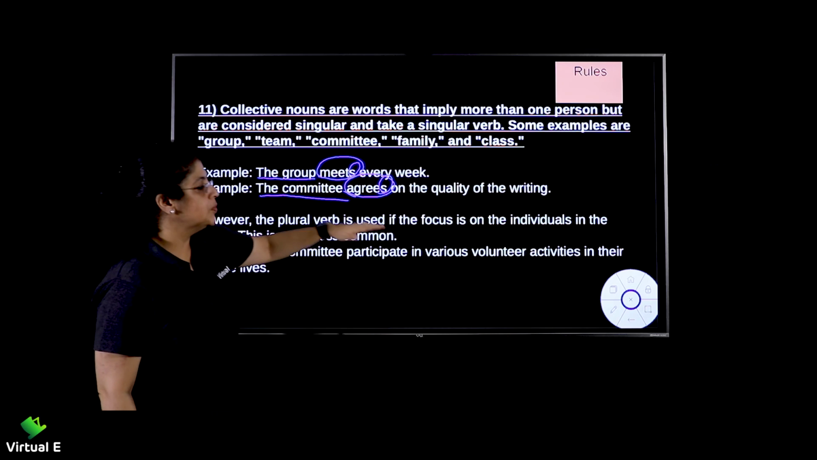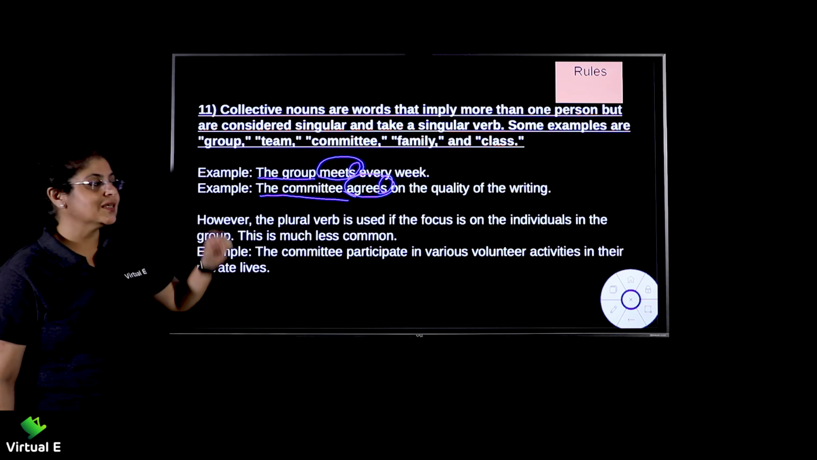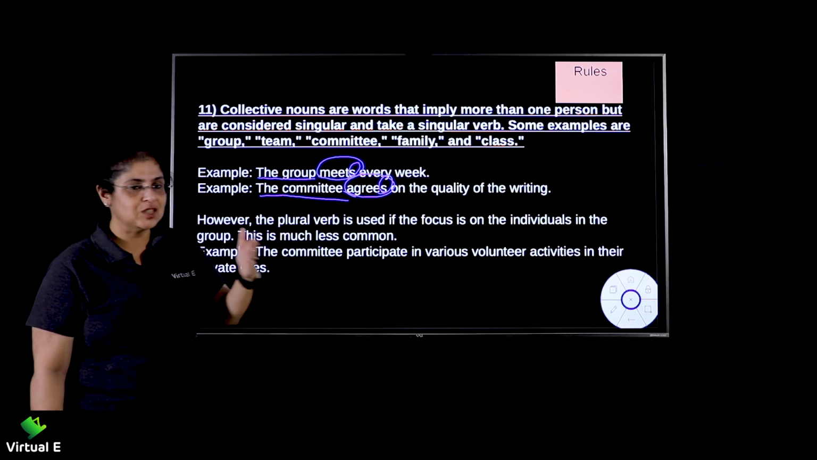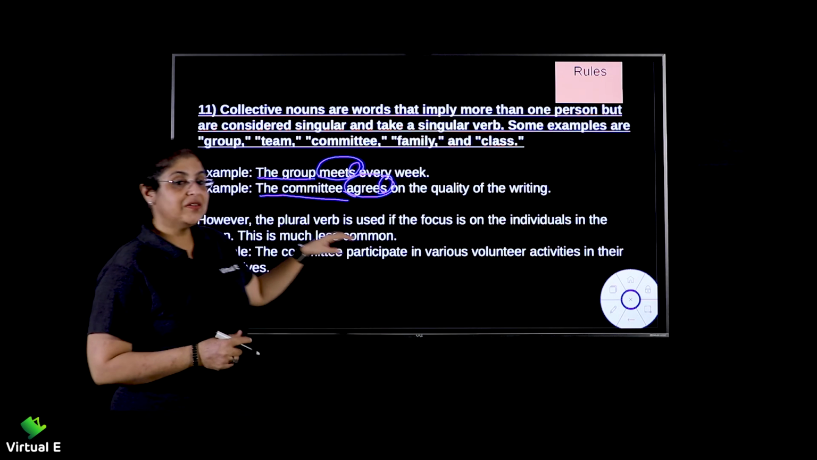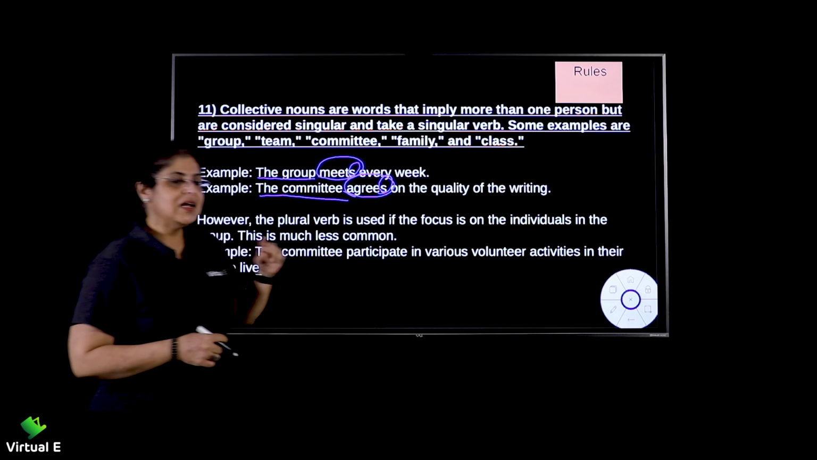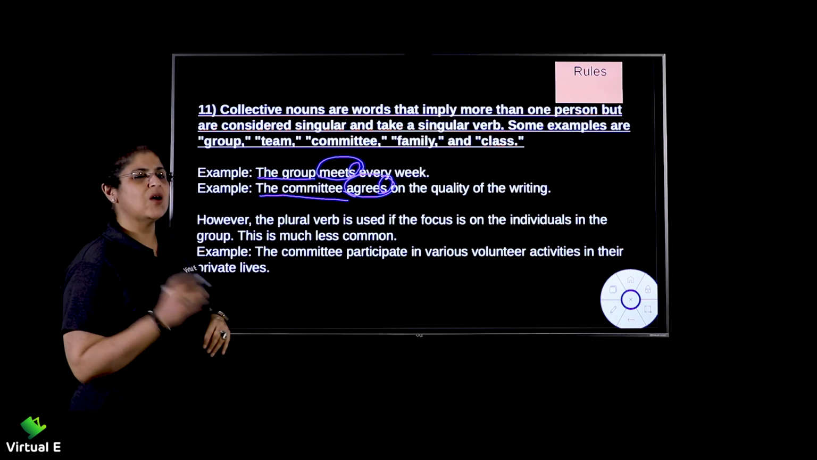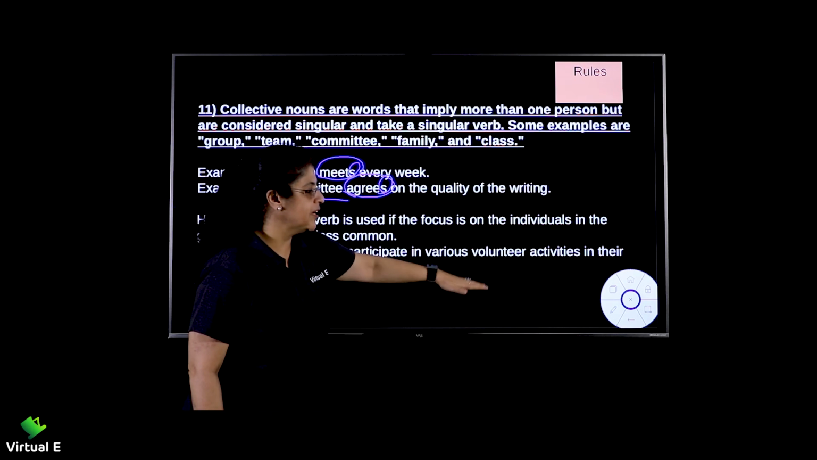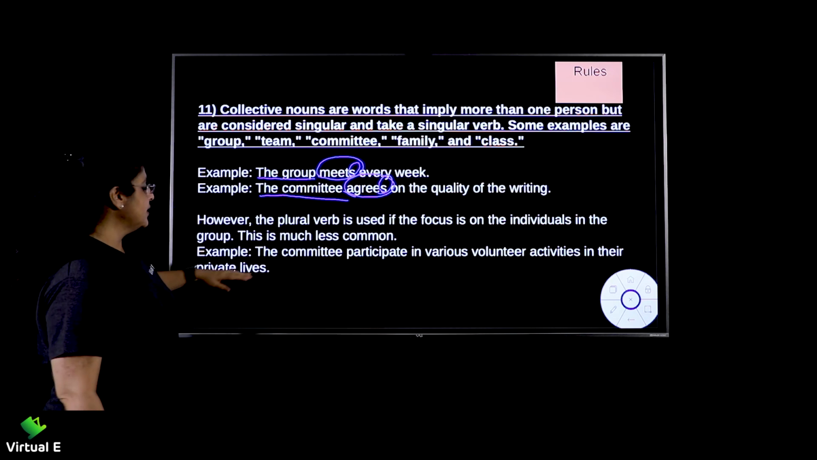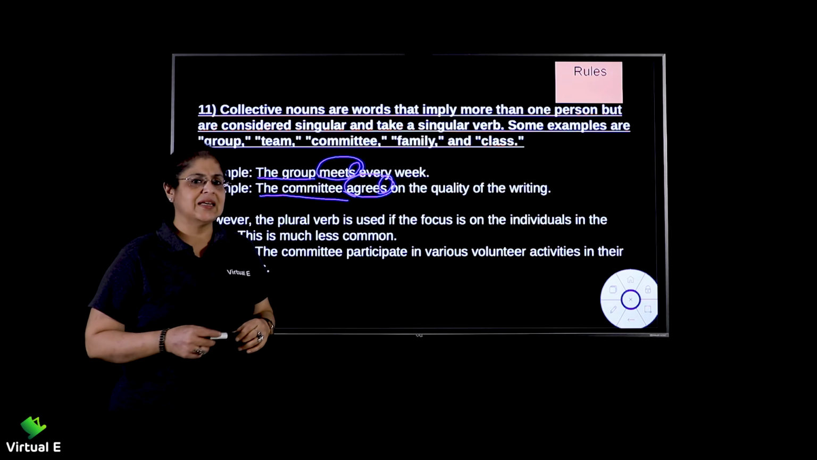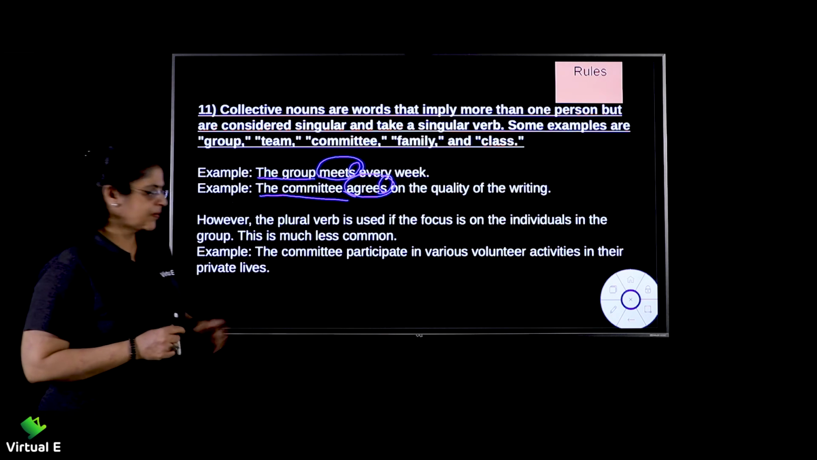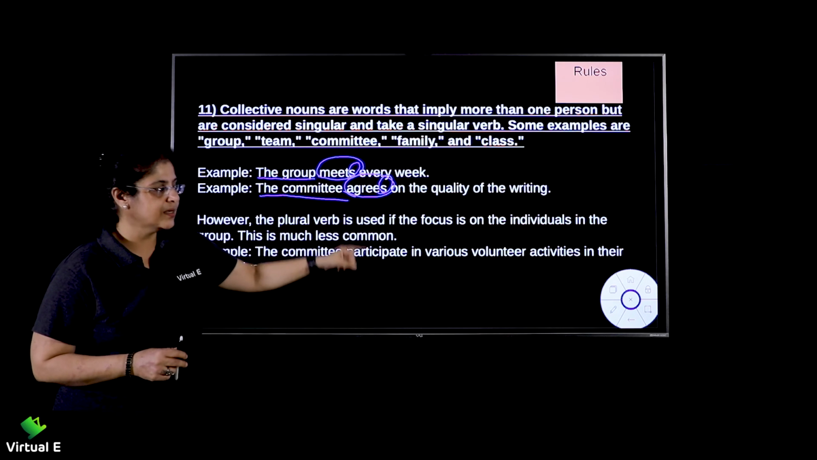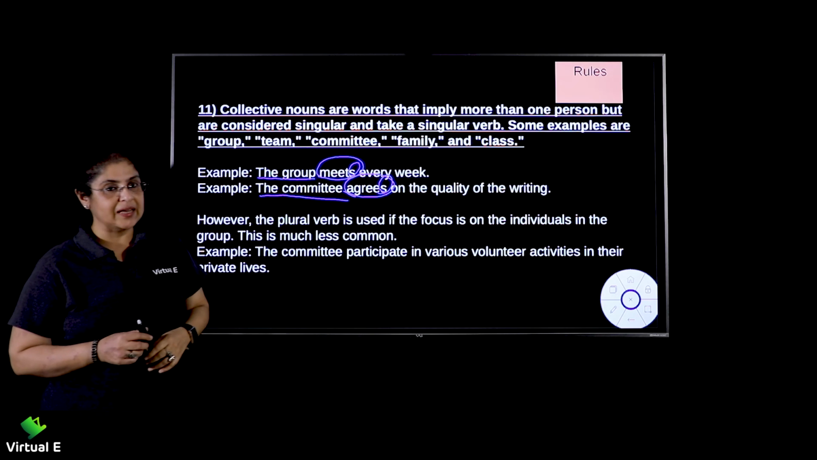However, the plural verb is used if the focus is on the individuals in the group. This is much less common. I already spoke to you about the flowers, when we said we are focusing on the flowers. Now I want to read out a sentence to you and let me see how sharp you are, how observant you are. The committee participate in various volunteer activities in their private lives. Is that sentence correct? Think. Read it once again. Come on. The committee participate in various volunteer activities in their private lives.